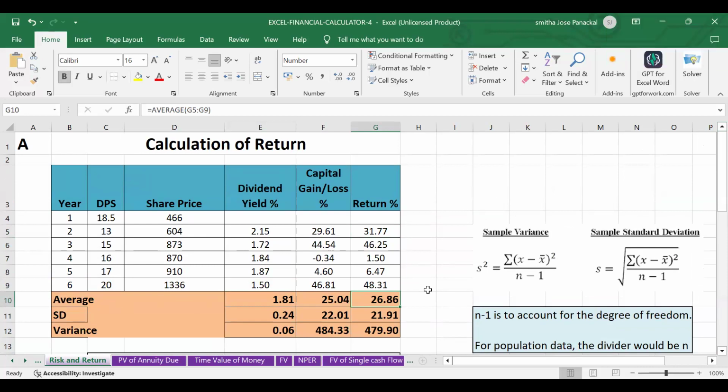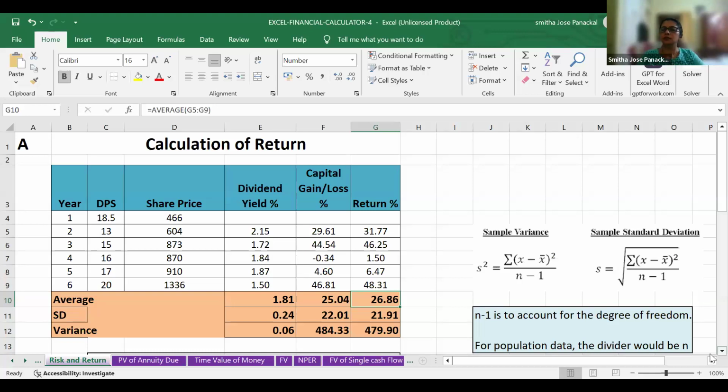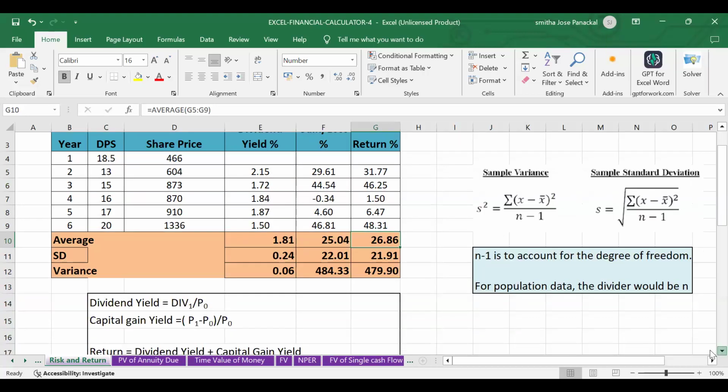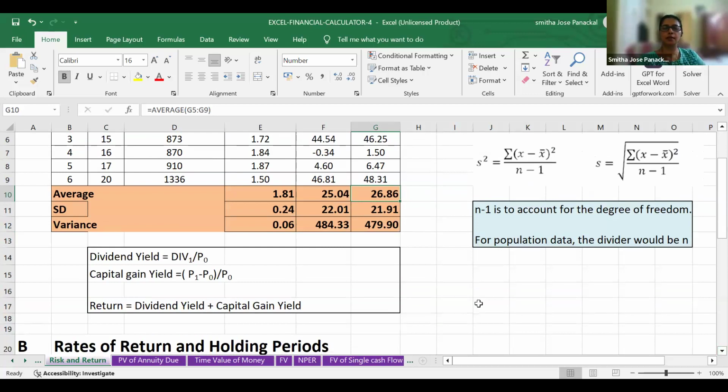One second. Ma'am, can you show the formula once? Yeah. Can you see? I have gone down. Next, is it visible? Formula for dividend yield and capital gain yield. Yes, ma'am. Got it right?